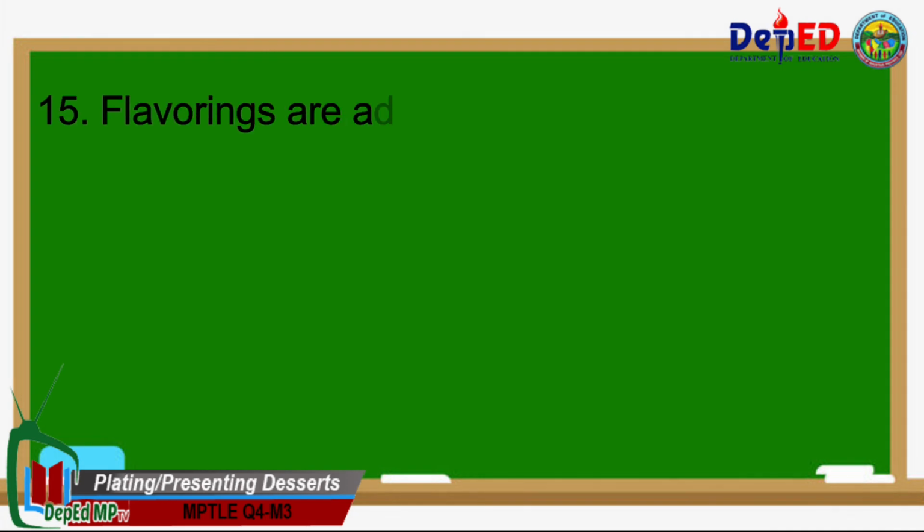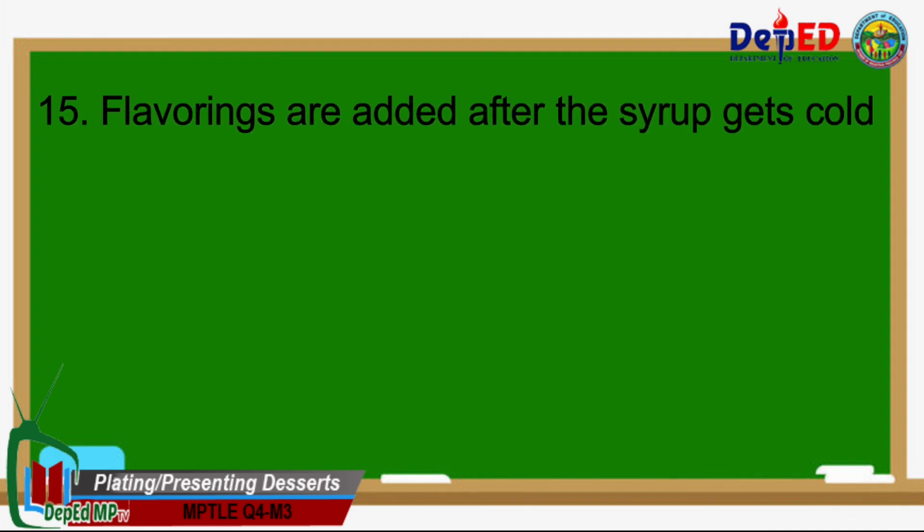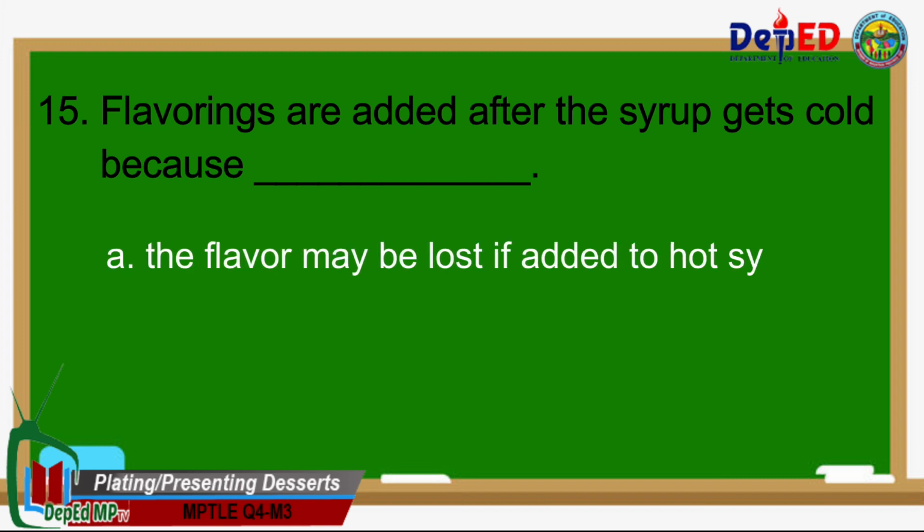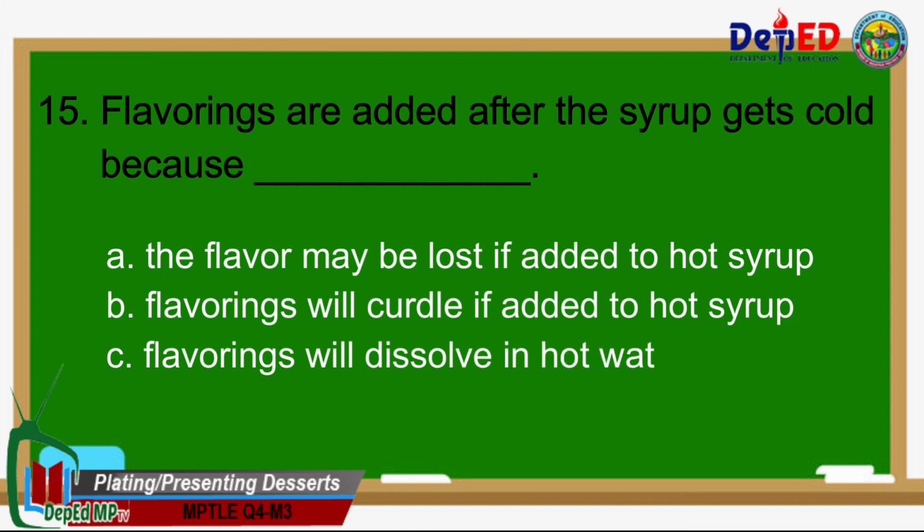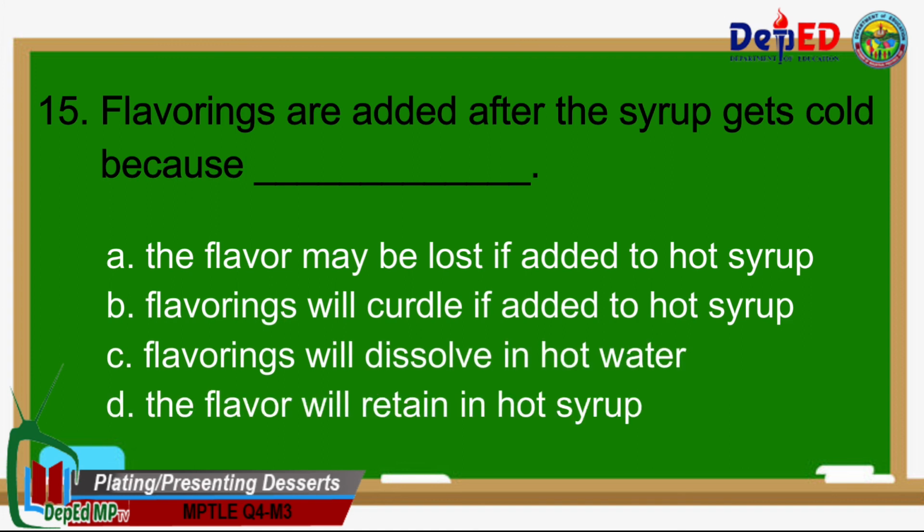Number 15. Flavorings are added after the syrup gets cold because letter A. The flavor may be lost if added to hot syrup. Letter B. Hot flavorings will curdle if added to hot syrup. Letter C. Flavorings will dissolve in hot water. And letter D. The flavors will retain in hot syrup. The correct answer is letter A.